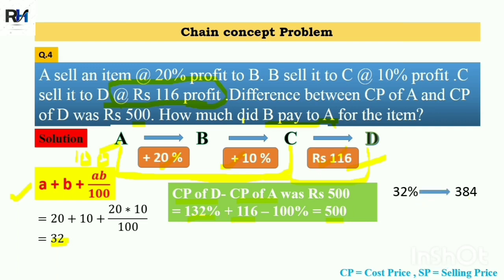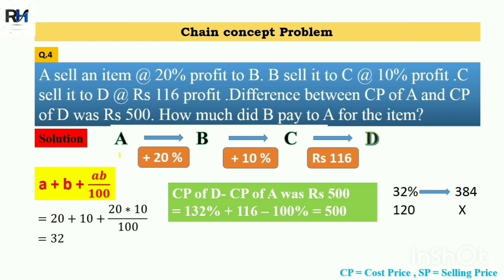In the problem it has been asked how much B paid to A for this article. So if the CP of A was asked, we would directly take 100% equal to X. Okay, but here how much B paid to A is asked, that's why we will consider this profit. So firstly I will remove this.